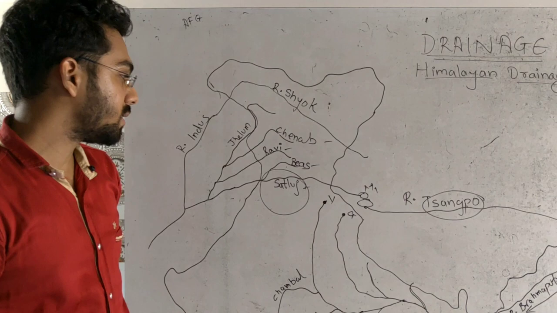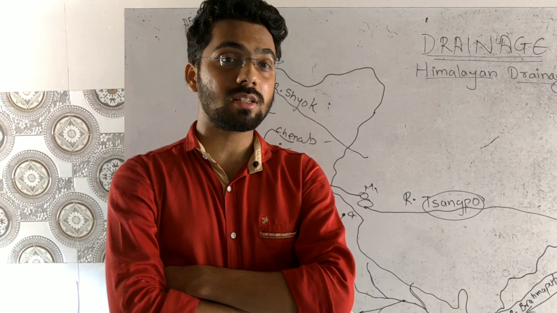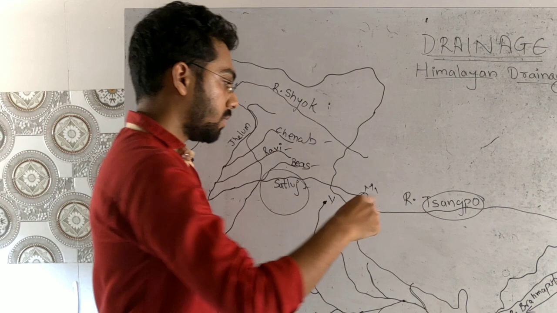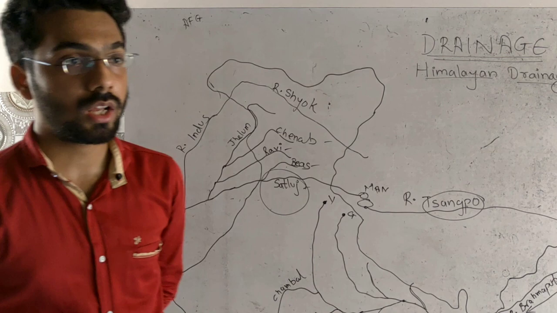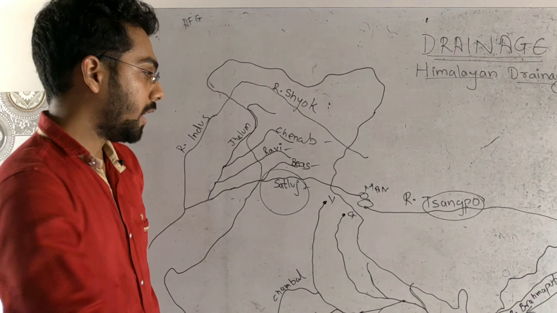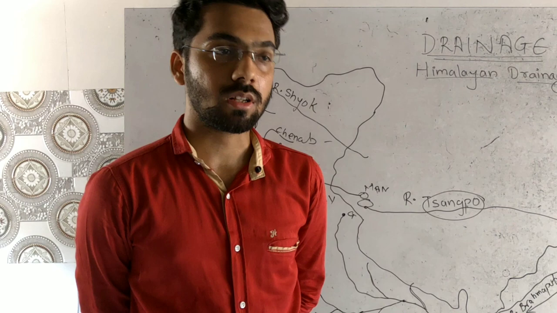Now we will study the Satluj part. Why is the Satluj part important? Because the river Satluj is important as far as the Punjab plain is concerned. Why? Because the river Satluj is originating from the Mansarovar glacier. As the glacier melts, it starts flowing towards the western side due to the western slope, and it forms the river Satluj. Beas is the main tributary of river Satluj.